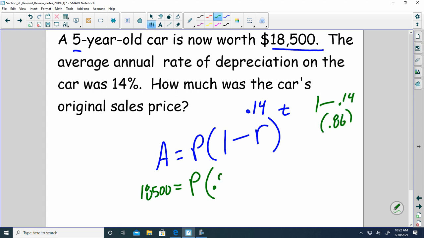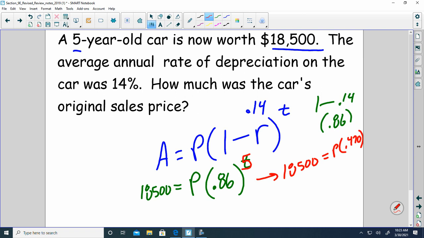So this is 0.86 that we're plugging in here, raised to the T. Oh, and they said it was a 5-year-old car, didn't they? That T is a 5. So what I'm going to do is go 0.86 raised to the 5th. So this is now going to give me 18,500 equals P times 0.470.